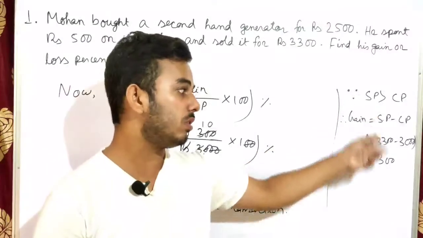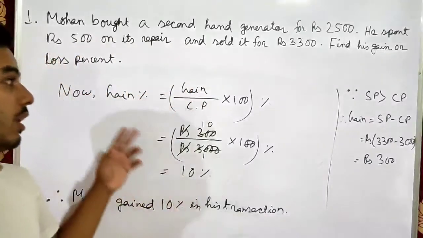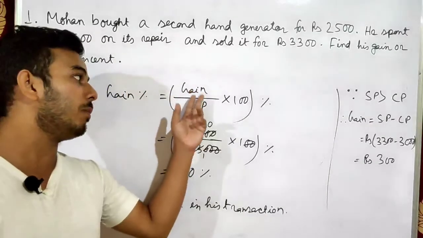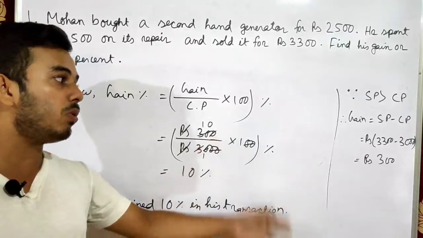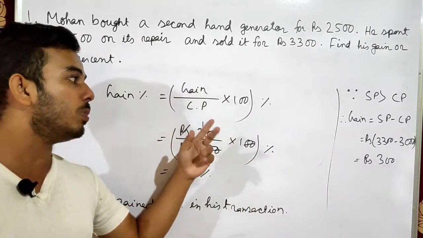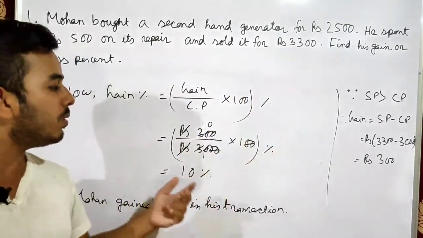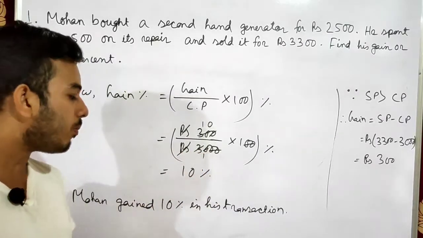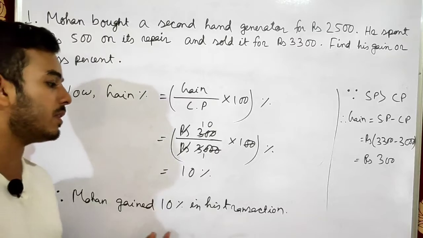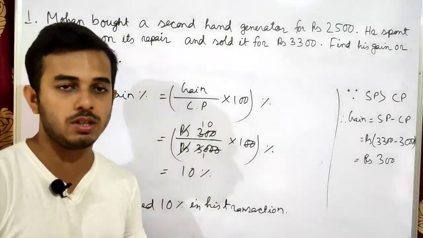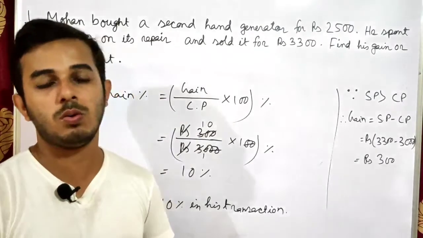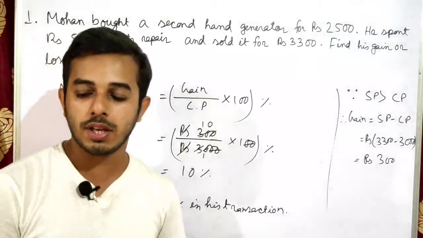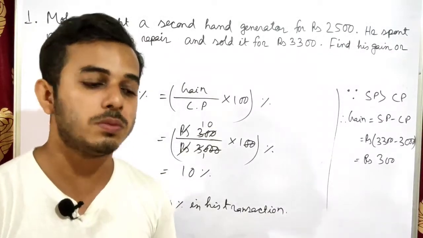So now we have to find the gain percent. We know the relation: gain percent equals gain by CP into 100. We know gain, we know CP, and the 100 is the constant value. Then we solved this and found 10%, okay. So that means Mohan gained 10% in this transaction. We can easily say that. So if you have understood this, now let's move to the next question, that is question number 2.